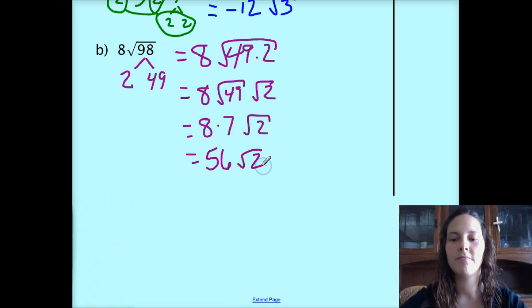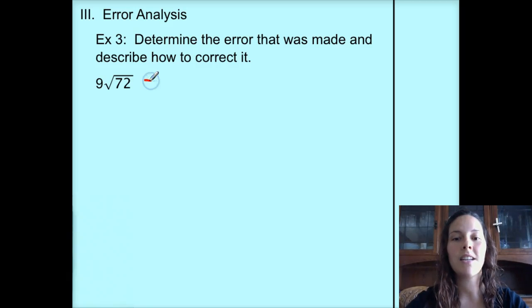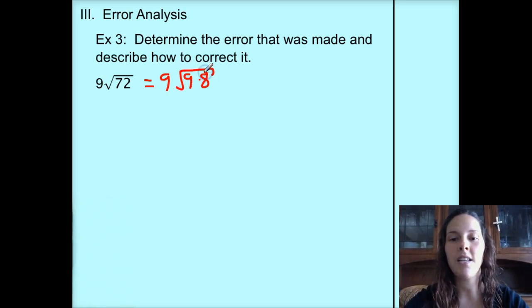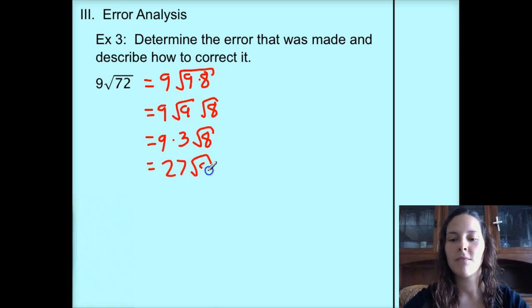This last one is an error analysis, so I'm going to make a mistake. It's your job to find and fix the mistake. On this one, I recognize a perfect square factor of 72 as 9. 9 times 8. So I can split up my radical as the square root of 9 times the square root of 8. Multiplying by the square root of 9, which is 3. 9 times 3 gives me 27 times the square root of 8. There was a mistake made on this one. If you have trouble finding it, we can talk about it in class.